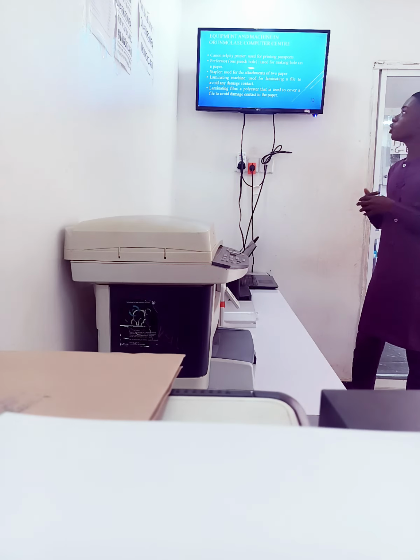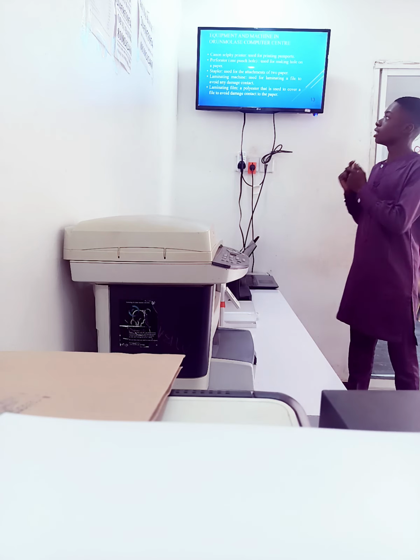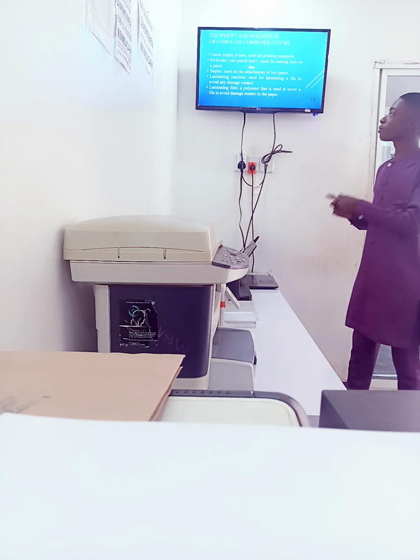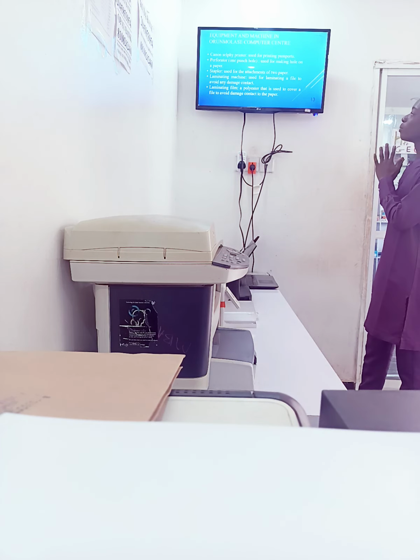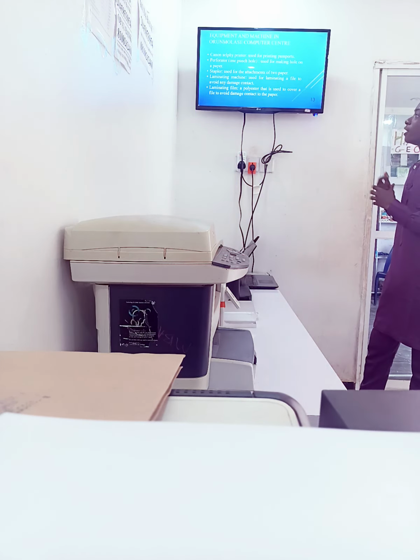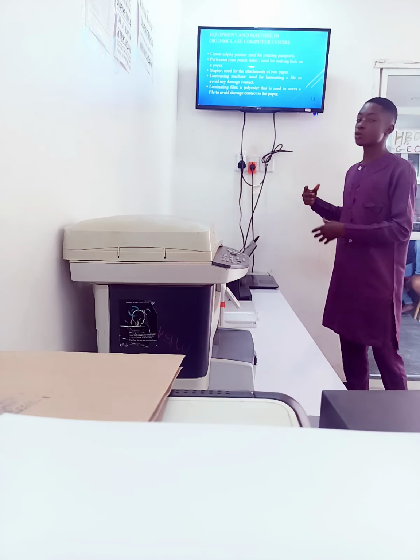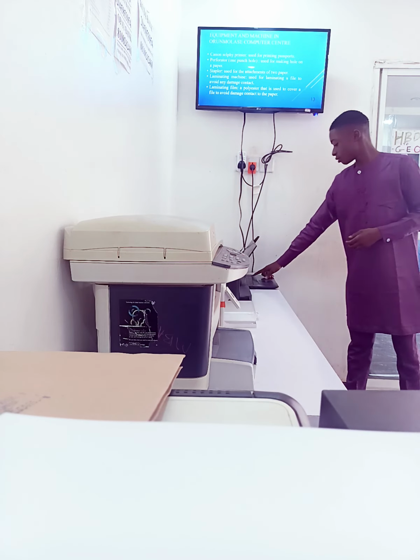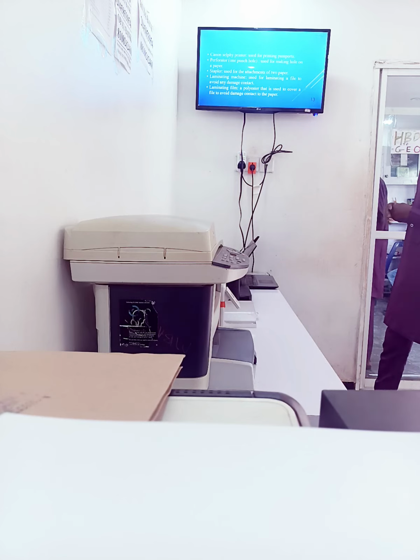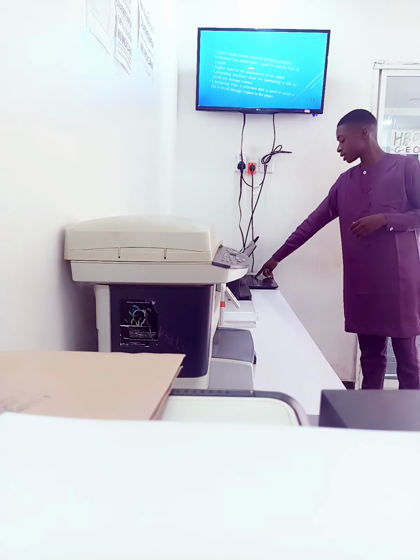The laminating machine is used for laminating a file to avoid any damage or contact. This is the laminating film. Laminating film is a polyester that is used to cover the file to avoid damage or contact to the paper. So that's all about the machines and equipment in Orunmolase Computer Centre.